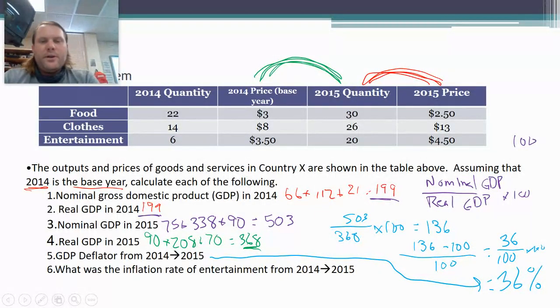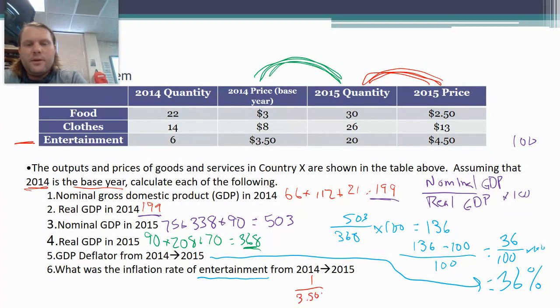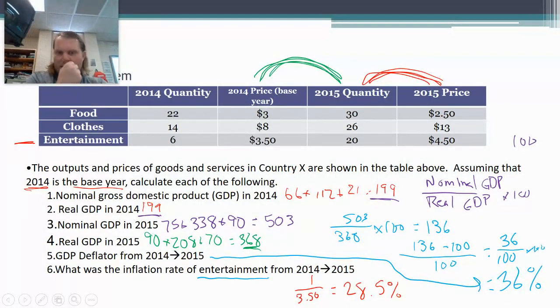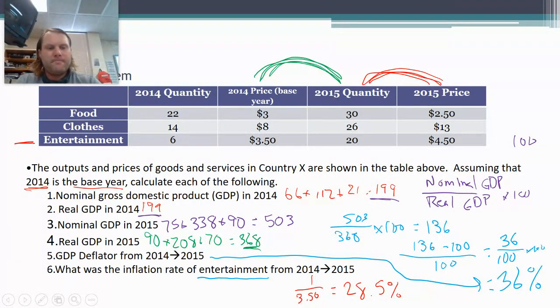Last but not least, our inflation rate from 2014 to 15 in entertainment. Okay, very simple. If you know the formula, don't think too hard. Here's our entertainment row. Okay, we changed by $1 divided by the original 350. That equals 28.5%. Okay, so anyway, those are your answers for that. If you're doing well on those, good work. If not, make sure you get a hold of me.